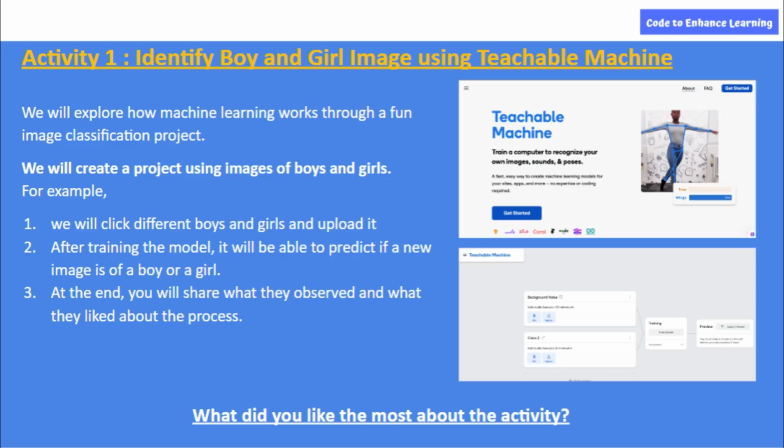We will use a fun tool called Teachable Machine that can learn from examples, photos, sounds, or even body poses. In this activity, we will give the computer some examples, a few photos of boys and a few photos of girls. Then we will test it with a new picture and see if it guesses correctly. Are you ready to see how smart it gets?